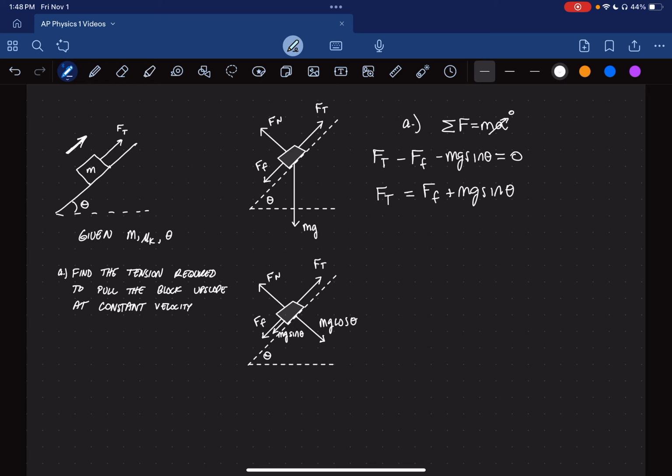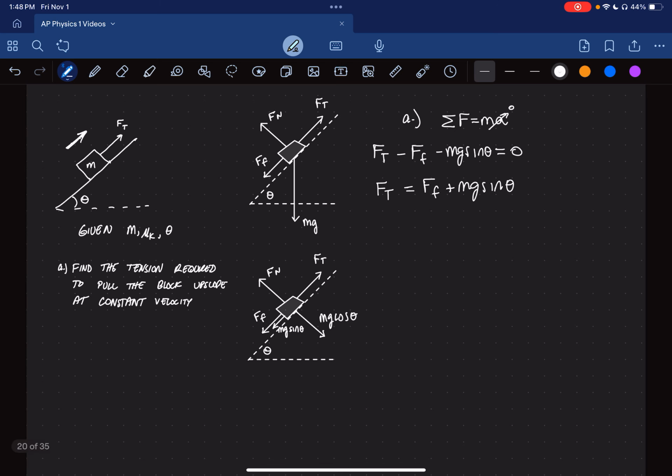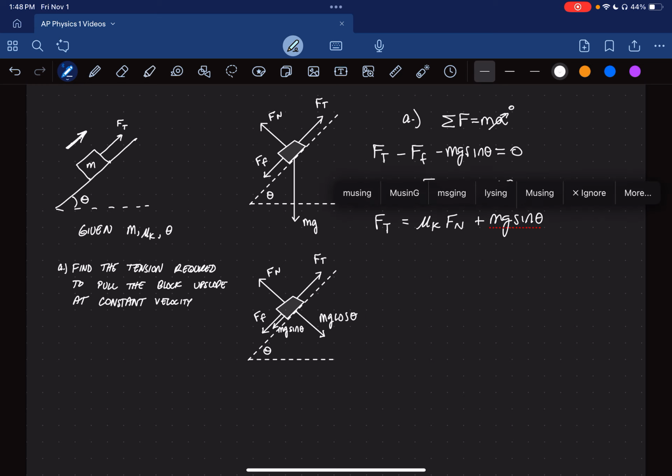And so now we have an expression for Ft, for the tension force, but we want it in terms of mass, mu sub k, and theta. So it looks like theta, mass, and g. G is a fundamental constant, so we're good with the mg sine theta. The friction force we need to write in terms of m, mu sub k, and theta. So what is the friction force? It is mu sub k times Fn, plus, well, that's not Ff, but we have to add the mg sine theta.